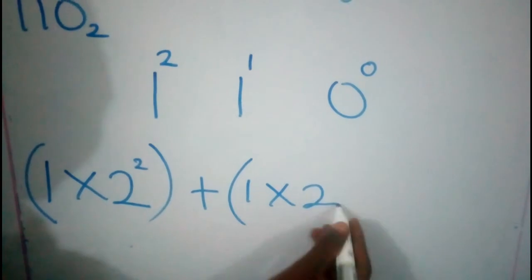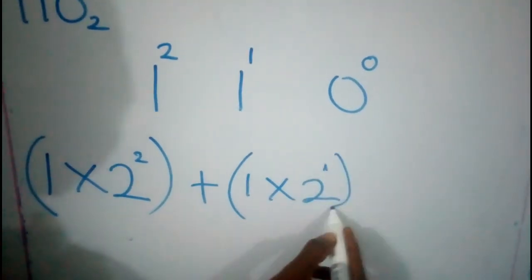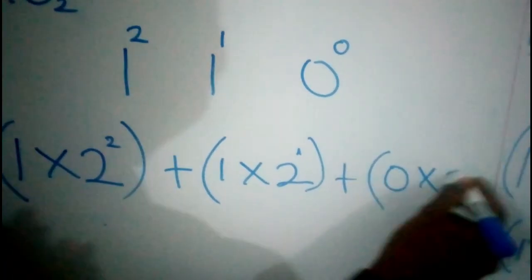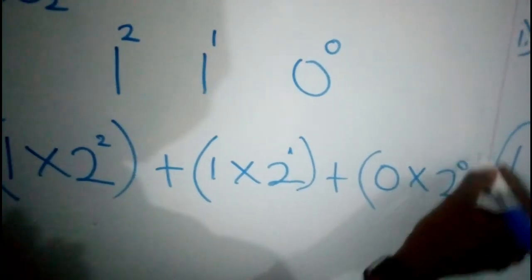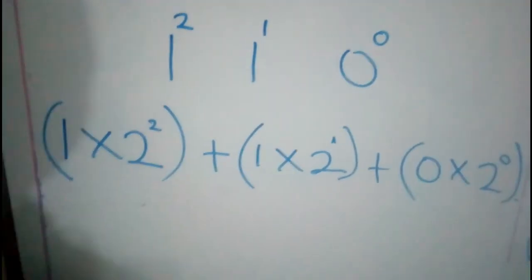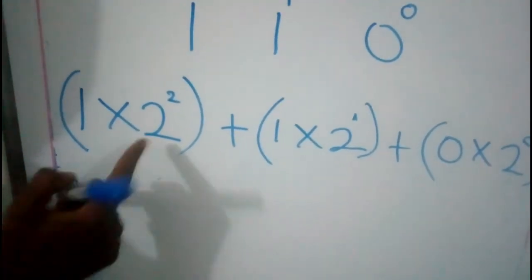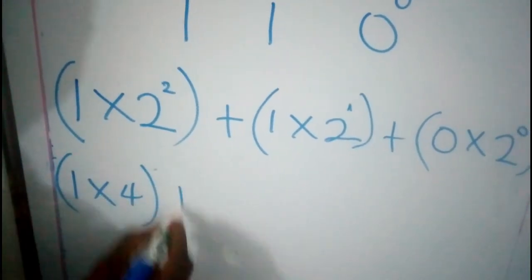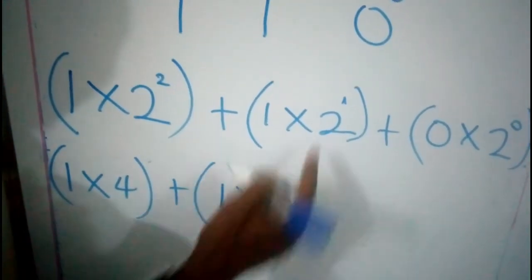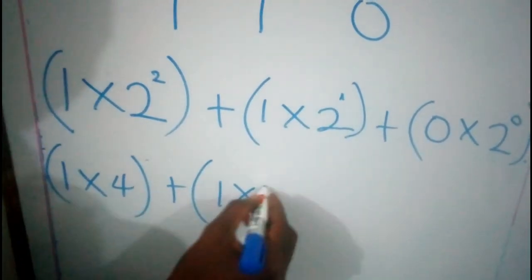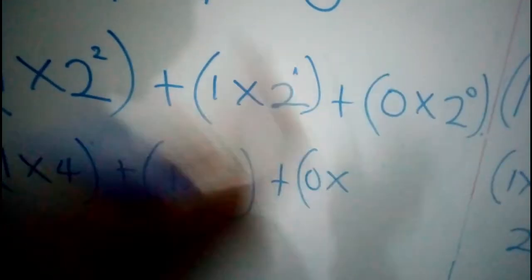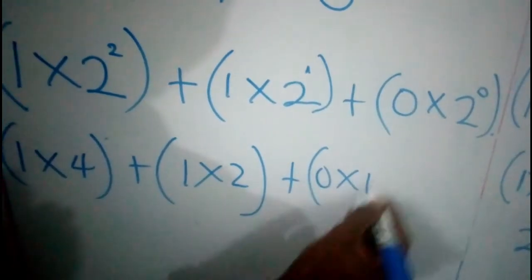So the second digit is 1. Multiply by 2 again, and raise to the power of 1. You add again. Next one is 0. Multiply 0 by 2 and raise to the power of 0. Okay, let's try to solve it out. So you still have your 1 times 2 raised to power 2, that is 2 times 2, which gives you 4. Plus 1 times 2 raised to power 1, that gives you 2 itself. Plus 0 times 2 raised to power 0. Don't forget, anything raised to power 0 gives you 1.